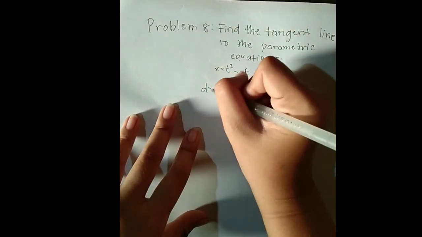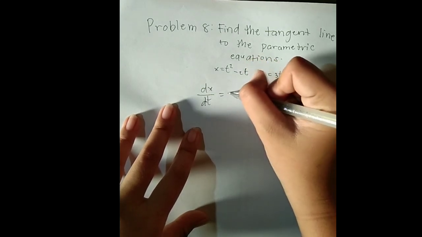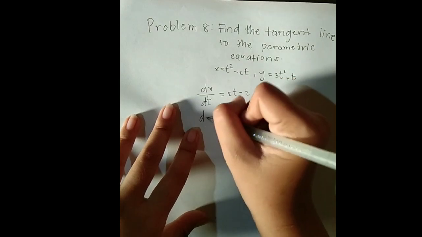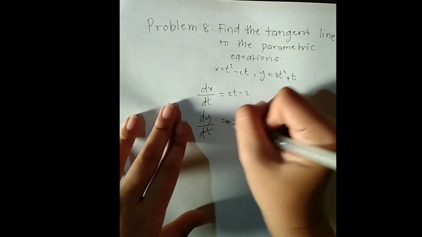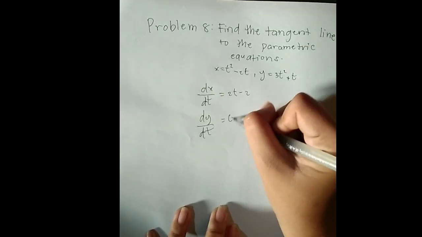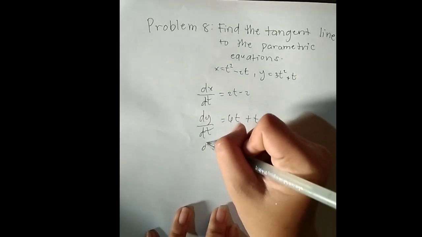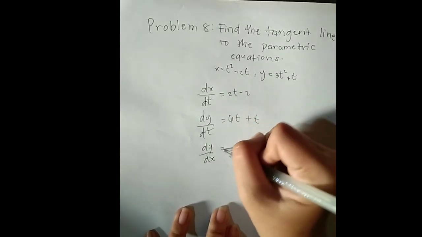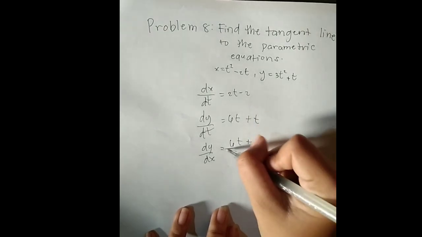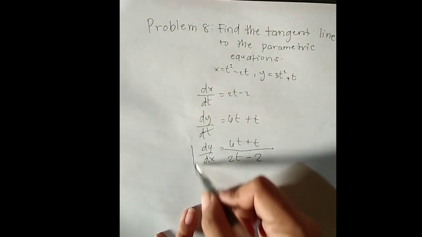So first, we're going to take the derivative of x. The derivative of x is 2t minus 2. Then the derivative of y. So the derivative of y is equal to 6t plus 1. So next, the dy over dx, our dy is 6t plus 1 over 2t minus 2.